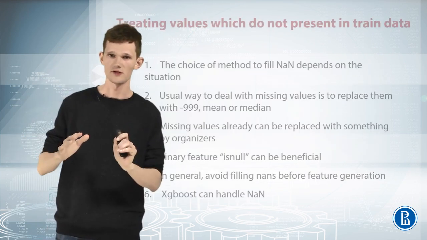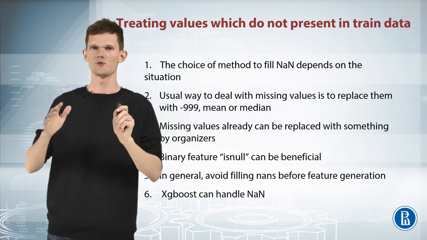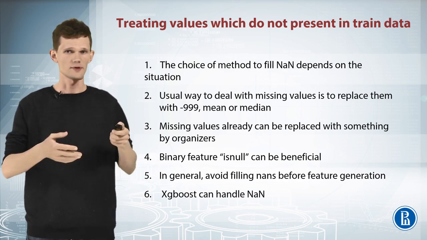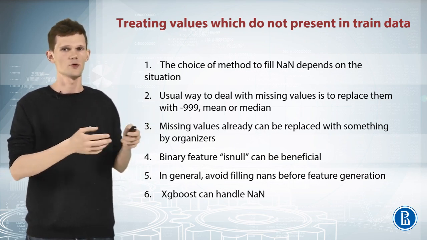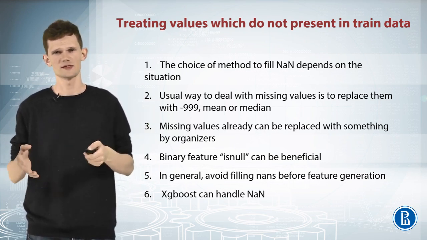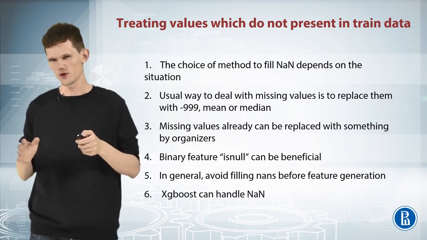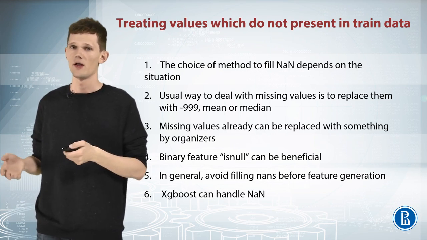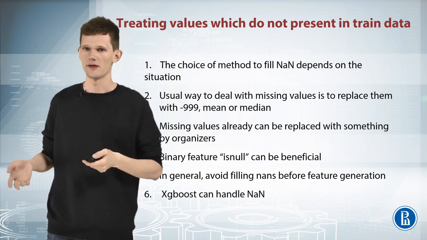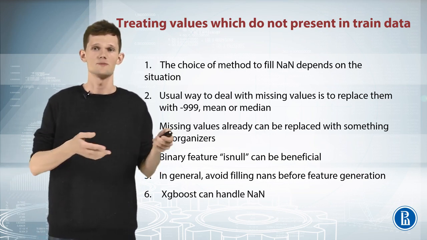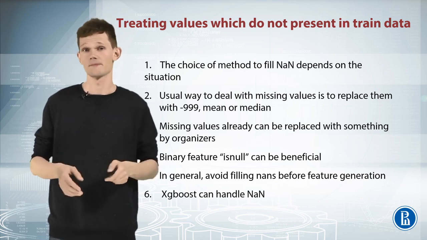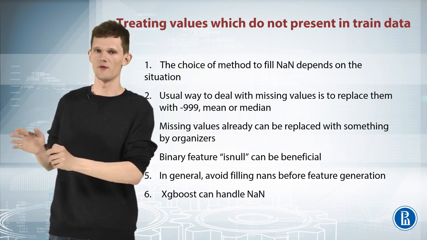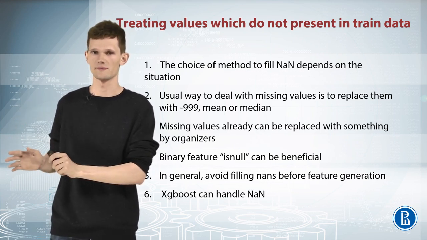To conclude this video, let's overview the main points we have discussed. The choice of method to fill not the numbers depends on the situation. Sometimes you can reconstruct missing values, but usually it is easier to replace them with a value outside the feature range, like -999, or to replace them with mean or median. Also, missing values can already be replaced by something by the organizers.